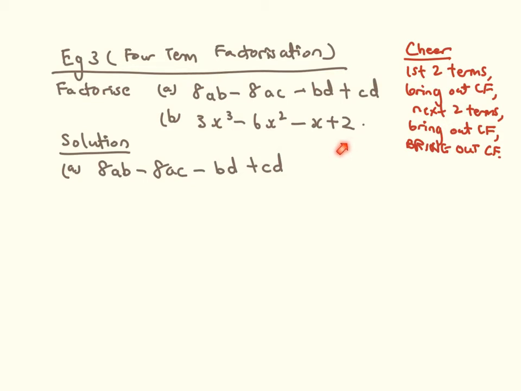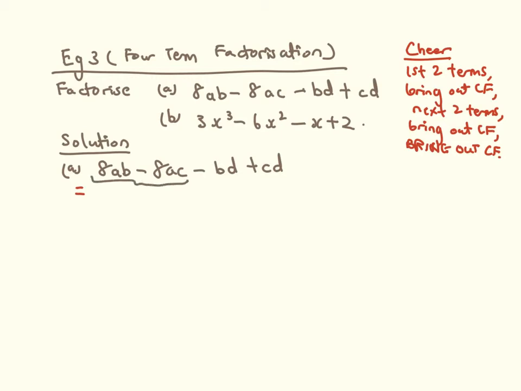Now to do 4-term factorization, you will use the cheer. First 2 terms, bring out common factor. Next 2 terms, bring out common factor. Bring out common factor. Come, can we cheer again? First 2 terms, bring out common factor. Next 2 terms, bring out common factor. Bring out common factor. So how do we use this cheer for 4-term factorization? Okay, let's take a look.